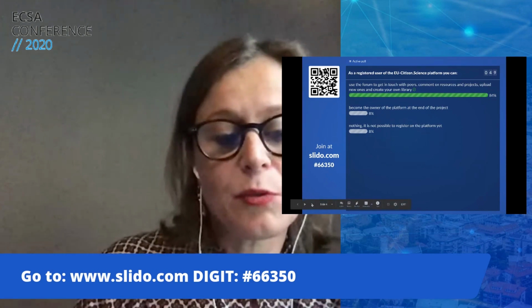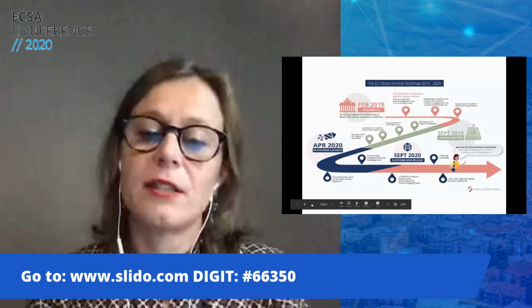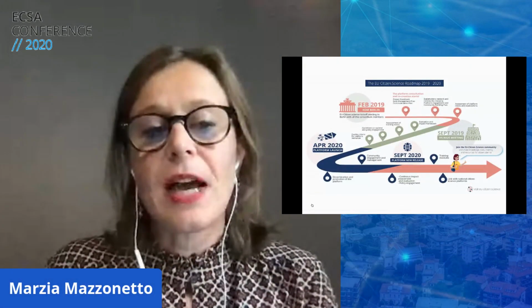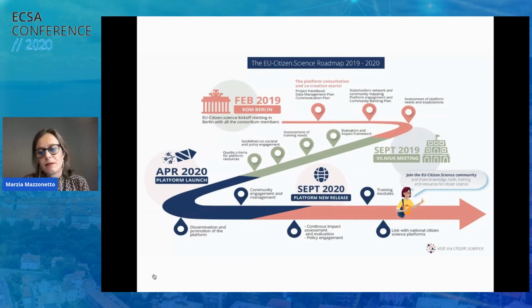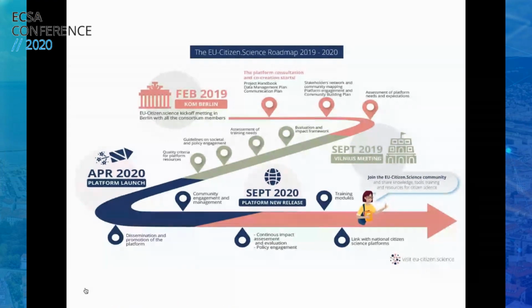So this leads me to my very last slide before heading over to the next speaker. Actually, this is a very summarized visual about what it is that we have done so far. So EU-Citizen.Science, the platform that you have probably seen and opened by now on your browser, has been financed by the European Commission. We have started in January 2019, and the project is going to go on until the end of next year, the end of 2021.